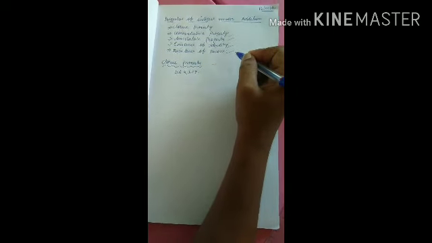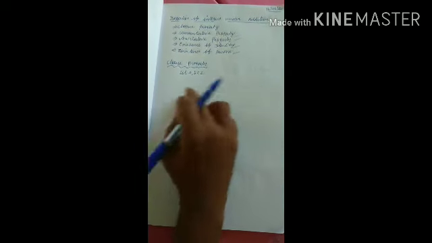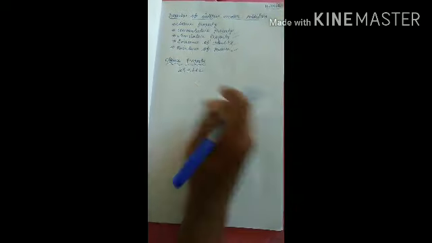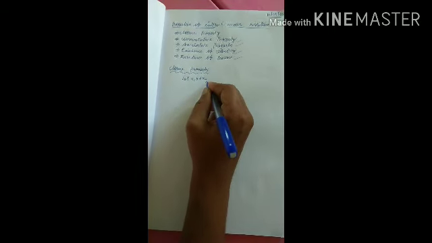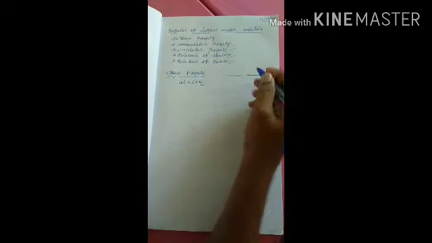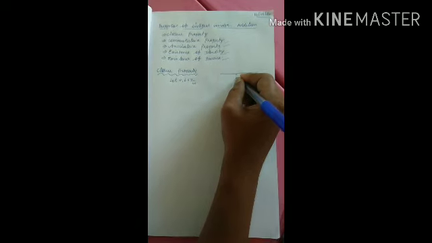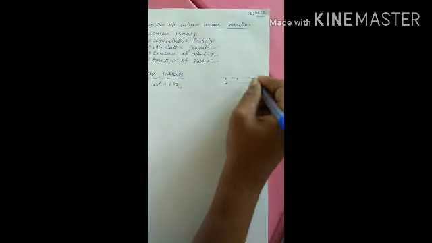Now move on to the closure property. What is closure property? A closure property says that let a, b belongs to Z. Here Z is nothing but integers. Now we can draw a number line. This is 0, 1, 2, 3, 4 and so on.